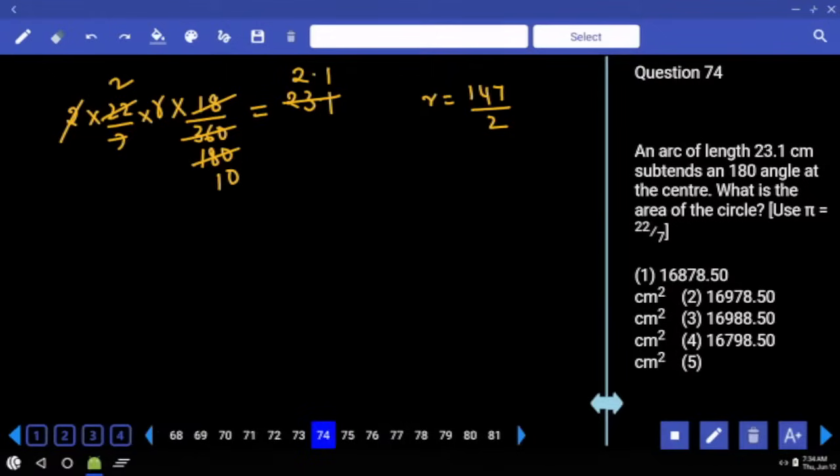The question is to identify the area of the circle. Circle area is pi r square. 22/7 into r square, with r as 147/2. 147/2. First of all, 2 11 times. 7 21 times. Okay now.